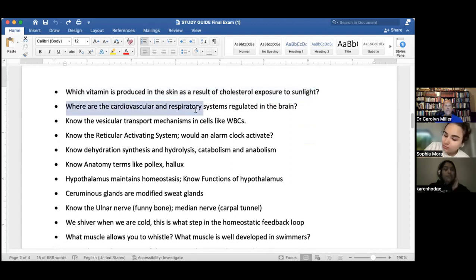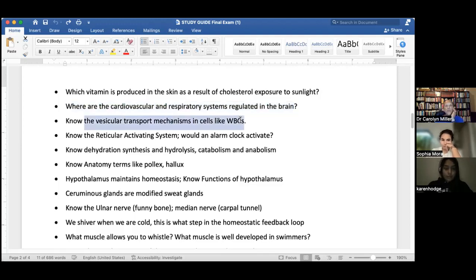Where are the cardiovascular and respiratory systems regulated in the brain? They are regulated in the medulla oblongata. Cardiovascular systems, respiratory systems, vomiting, hiccups, coughing, etc. All that is in your medulla oblongata, which is the connection to the spinal cord from the brain. So the medulla oblongata has our cardiovascular and respiratory systems.